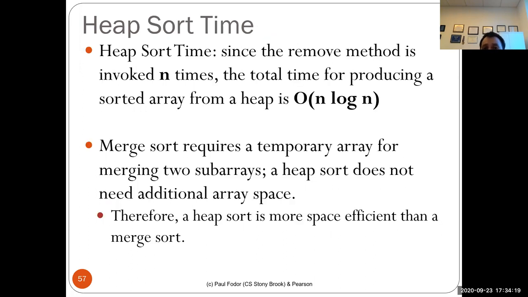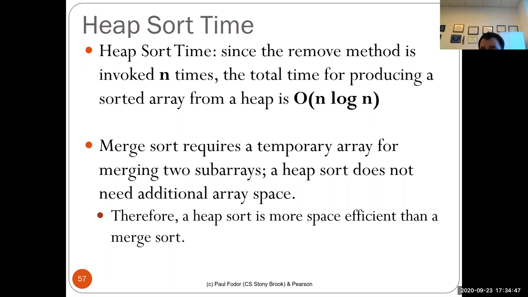So the time that it takes to construct the heap is n log n, and the time that it takes to remove the elements and get them in sorted order is also n log n. So the heap sort time, since the removal method is invoked n times and every time it takes log n, is n log n.